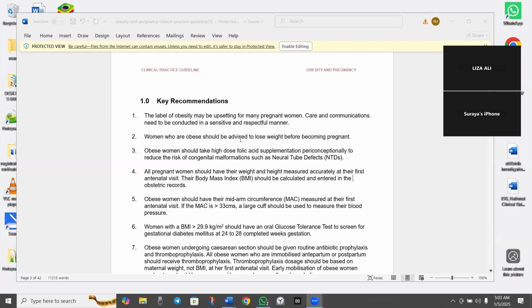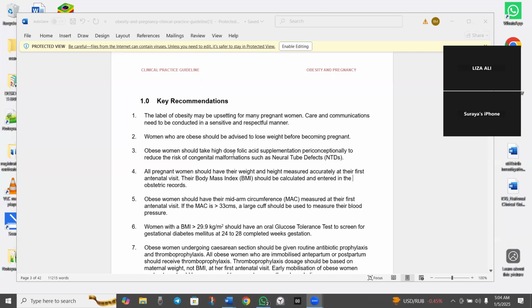Then we have to advise her to lose weight before pregnancy. At the time of pregnancy, there is no way to reduce the weight, because the baby will be there, the food will be there, the placenta will be there, so she has to increase the weight. So we never advise a patient to reduce weight during pregnancy. It has to be before pregnancy.